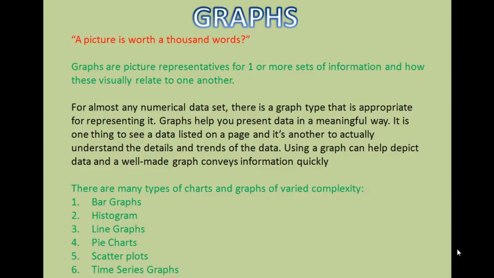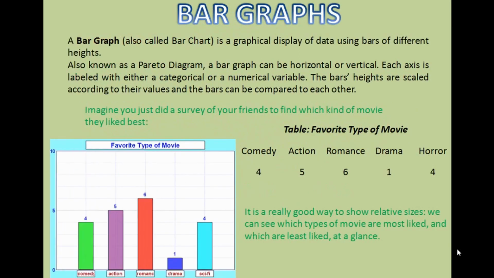Now there are 6 types of graphs we'll be talking about in this presentation, that is bar graph, histogram, line graphs, pie charts, scatter plots, and time series graphs. Bar graphs. Bar graphs are also known as bar charts. It is a graphical display of data using bars of different heights. Also known as Pareto diagrams, a bar graph can be horizontal or vertical. Each axis is labeled with either a categorical or a numerical variable. The bar heights are scaled according to their values, and the bars are compared to each other.